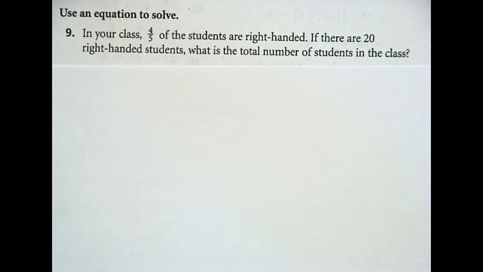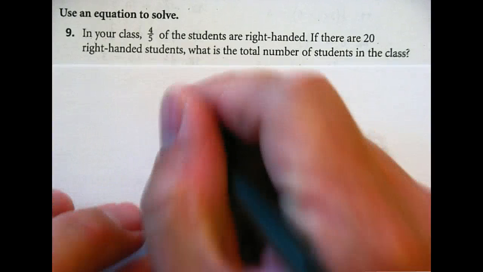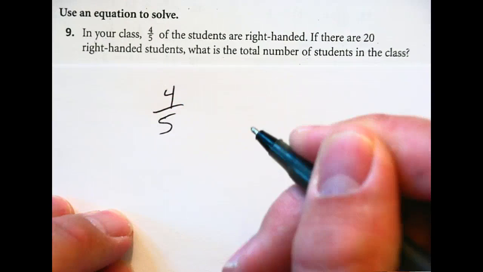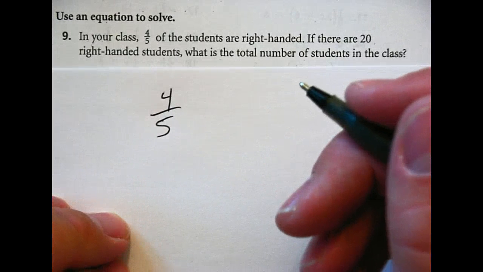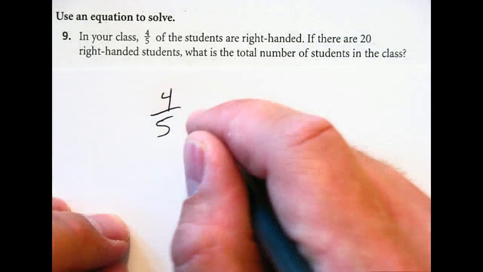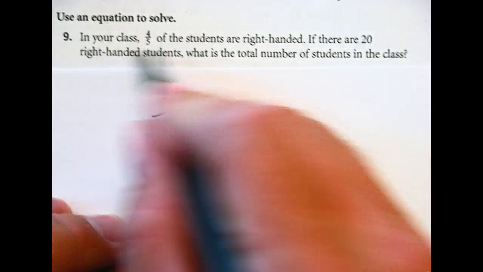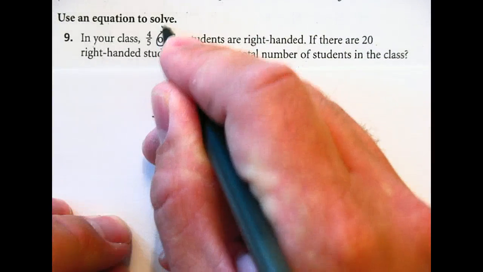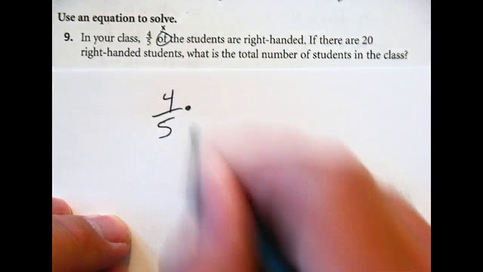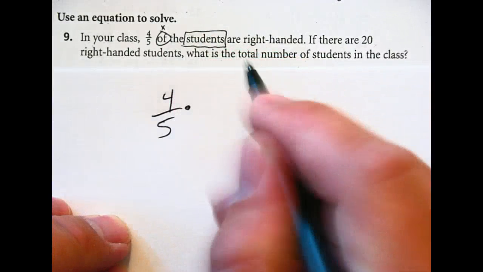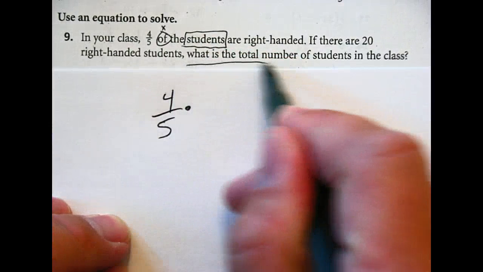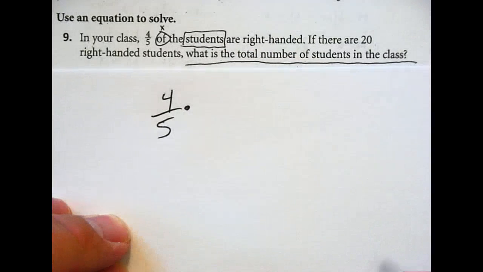Well, if you remember what we did yesterday with the verbal model, we know that 4/5 of our students, 4/5, what's the word of mean in math? Of, if you didn't know, it usually means multiply. So in your class, 4/5 of, that means times usually, of our students. Well, students, if we keep reading, we get to the very end, the question says, what is the total number of students in the class?